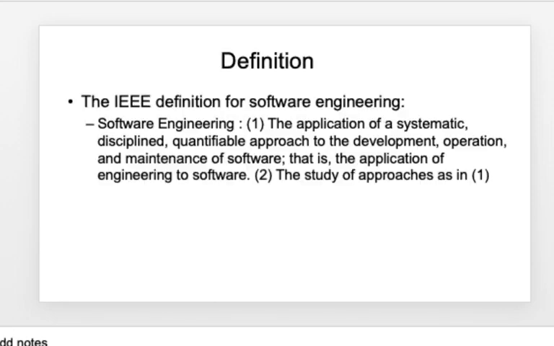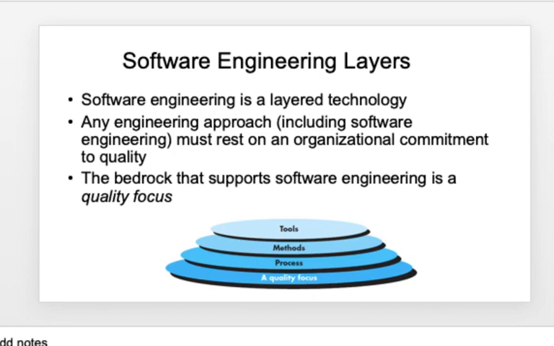So to come back quickly to the definition of software engineering, it says the application of a systematic, disciplined, quantifiable approach to the development, operation, and maintenance of software, or the application of engineering to software. Now, software engineering layers. So why layers? The obvious reason is that it is easy to manage. So software engineering is a layered technology.